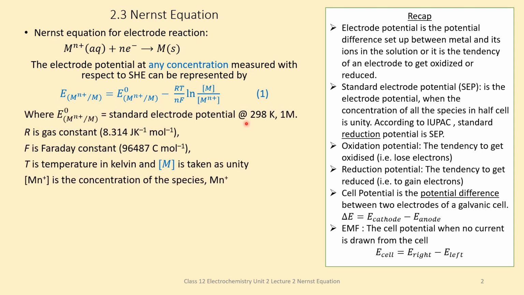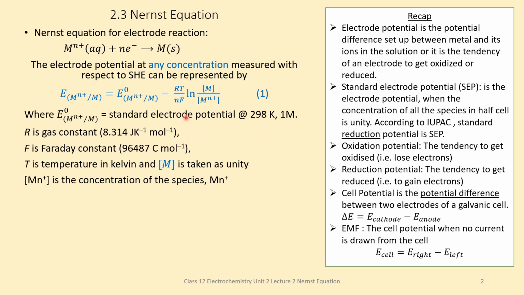And in this equation, E naught M^n+/M is the standard electrode potential at 298 Kelvin and concentration of 1 molar. Whereas E of M^n+/M is the electrode potential at any concentration. And 298 Kelvin is the room temperature, that is 25 degrees centigrade.